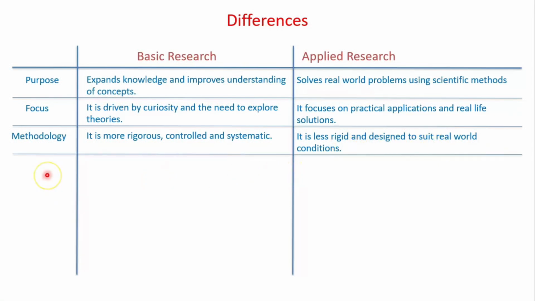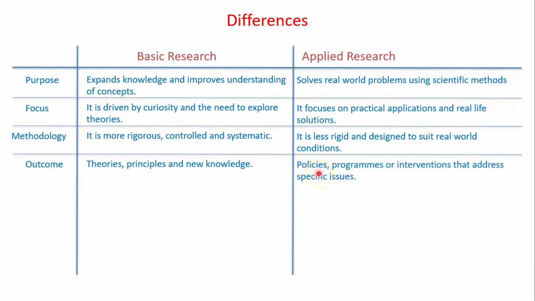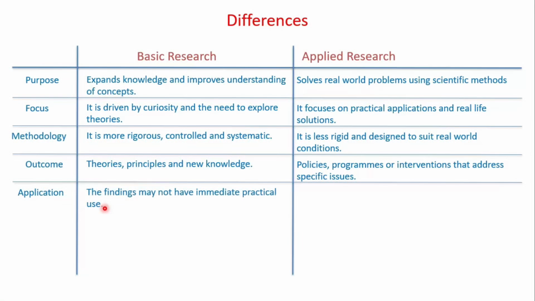Then based on outcome, the outcome of basic research is theories, principles, and new knowledge. You just get new knowledge. But with applied research, you come up with policies, programs, or interventions that address specific problems or issues. Then based on application, the findings of basic research don't have immediate practical use. But for applied research, the results are applied directly to solve current problems.